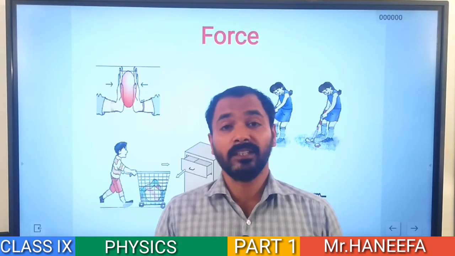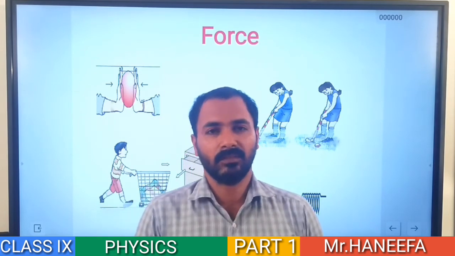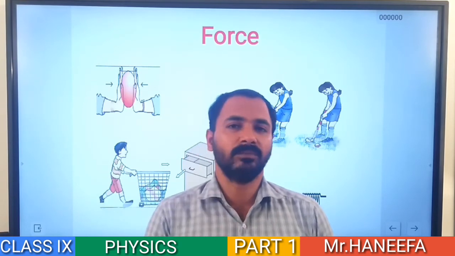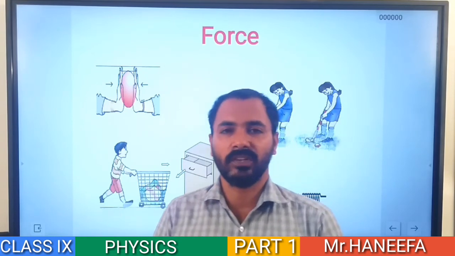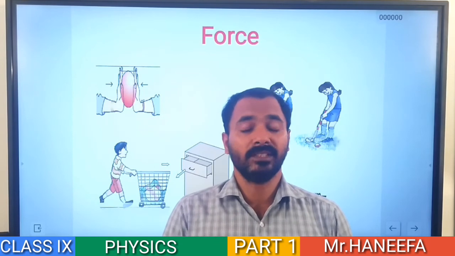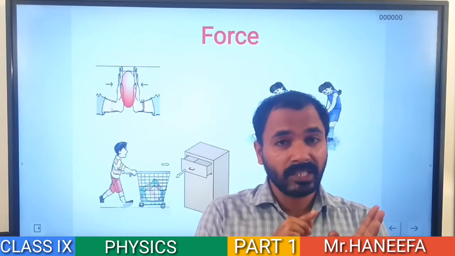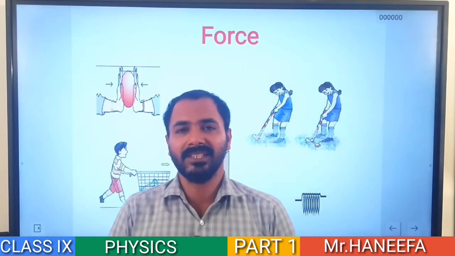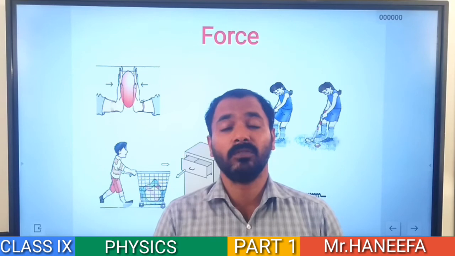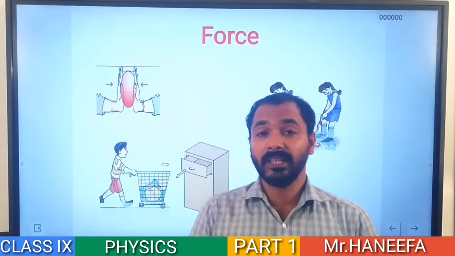Then what are the effects of the force? What are the results of the force? To move an object, we have to apply a force. So to move an object, to stop an object, to change the direction of an object, to change the shape of an object, a force is needed. So these are the effects. A force is needed to change the motion of an object. A force is needed to stop an object. A force is needed to change the shape of an object. So for doing any work, we have to apply a force.